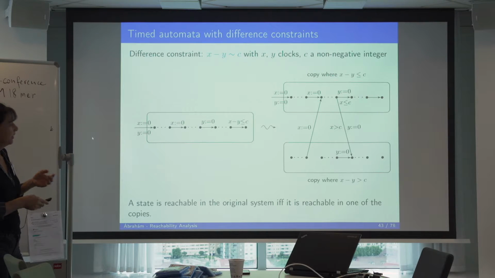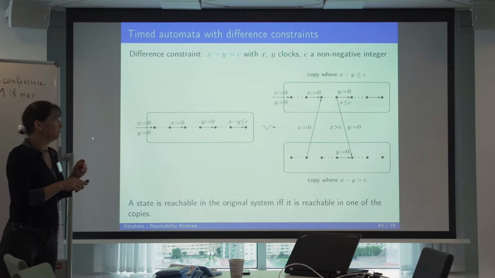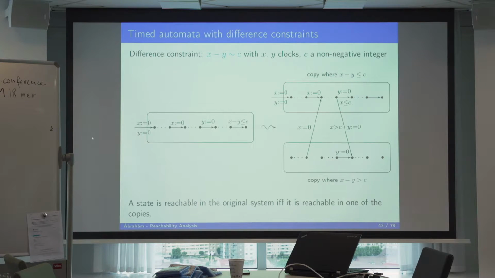In contrast, if x minus y was larger than c before, and I reset x to 0, that means y is a clock, it is non-negative. Minus y means it is not positive, so it is less or equal 0, but it should be larger than a non-negative constant. It cannot be. Okay? So I always move by resetting x to 0 from this copy to here. I can do something similar for resetting y. It is actually mirrored.